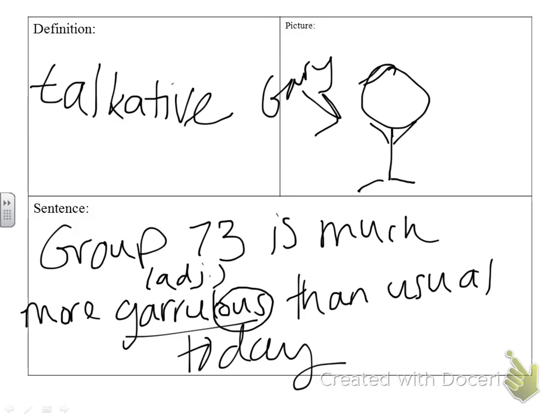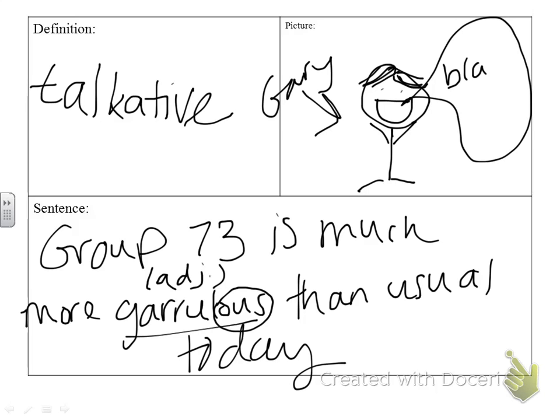He's got surfer hair like Devin. I have surfer hair. And he's saying blah, blah, blah.